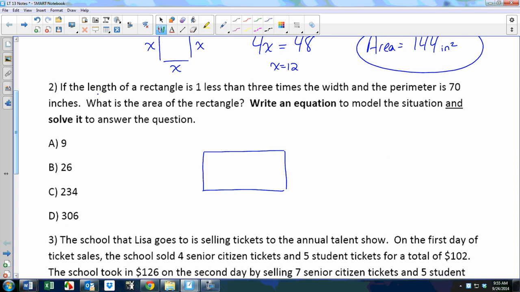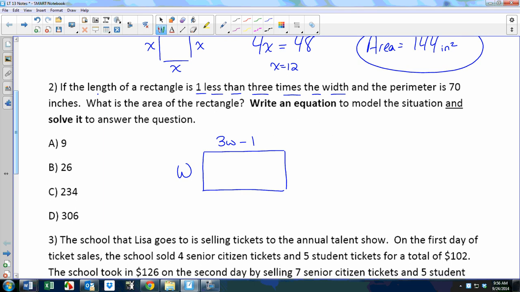If the length is being compared to width, you don't need a letter L for length. You just need a W, because you can write the length using W. 1 less than 3 times the width, that would be a 3W minus 1. So you don't need an L. You don't need a length variable because you can write it with W's. Make sense?